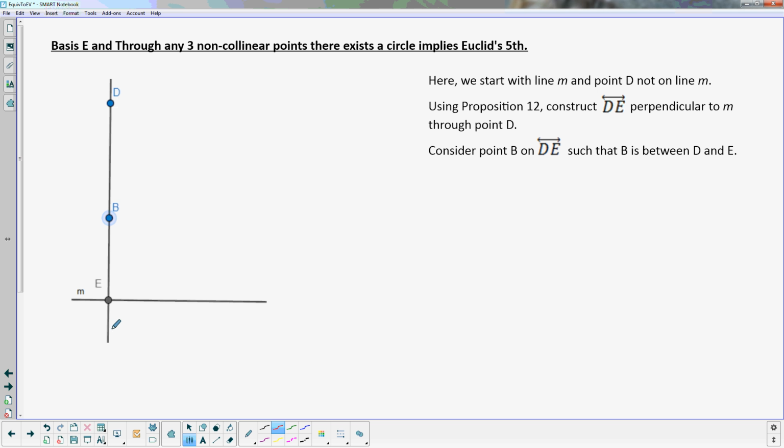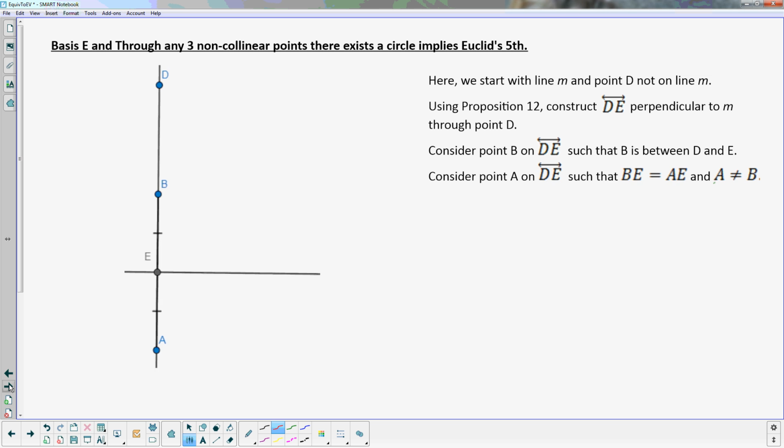I'm going to select point B so that it's between point D and point E. As the selection of point D was completely random, you might ask, what if B was above point D? Then I would say to select a new point D and proceed from there. So with that selection of B, I am going to essentially reflect point B across line M.